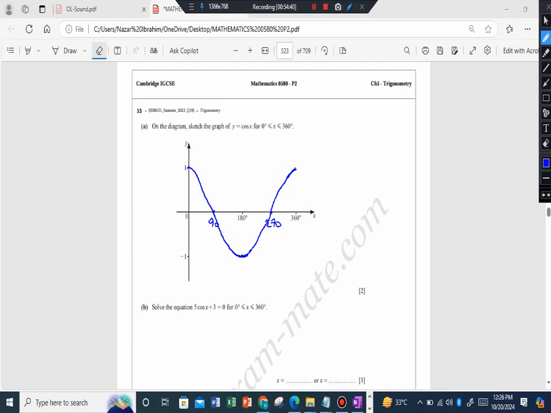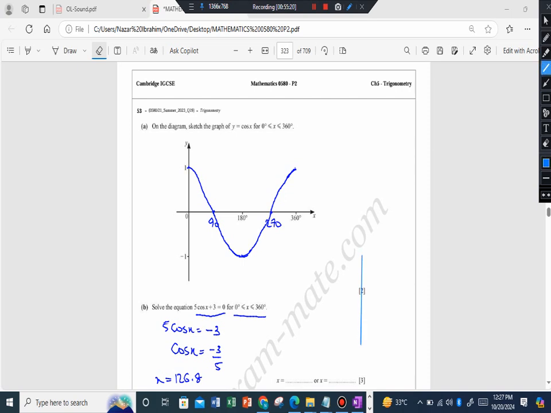Second part: solve the equation 5 cos x plus 3 is equal to 0. Let's move the unwanted values. Plus 3 will go over there as minus 3, and 5 will come in the denominator, minus 3 upon 5. Now since cos is negative, let's first take out cos inverse of minus 3 upon 5. I'm getting 126.8. So x is equal to 126.8, which can be one of the values because it is lying in the range.